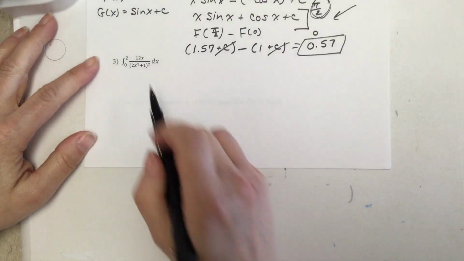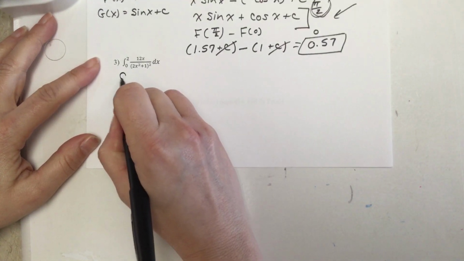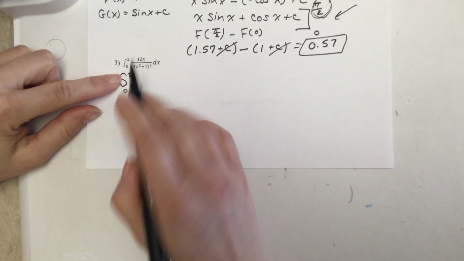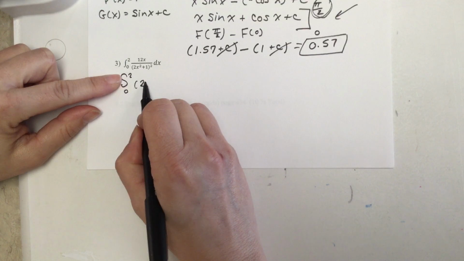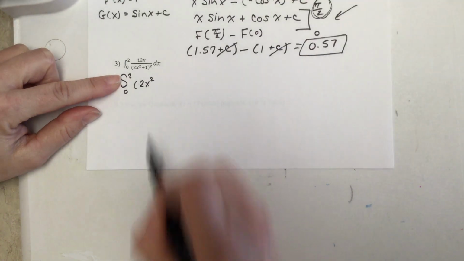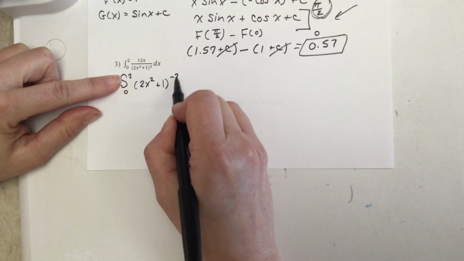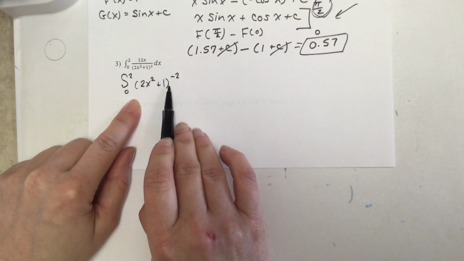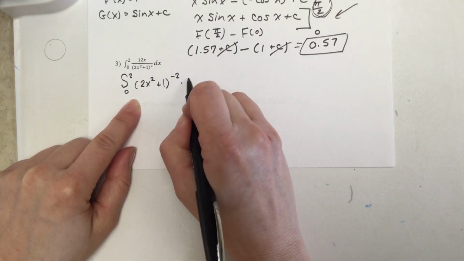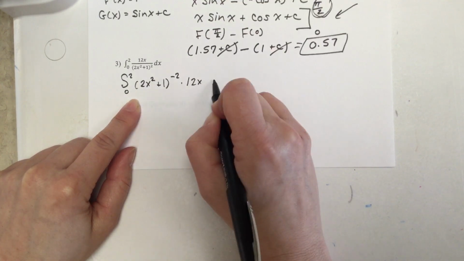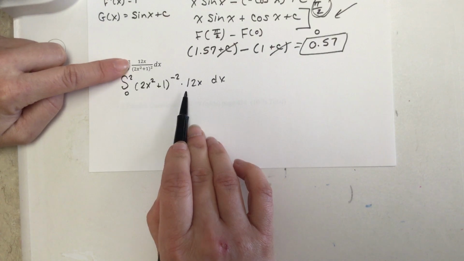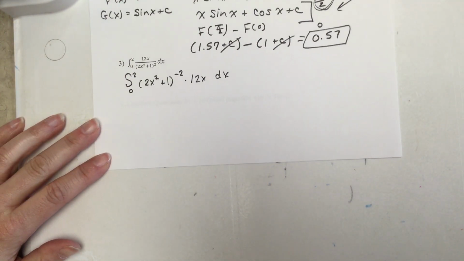So if I go ahead and rewrite this, remember when I first showed you how this works, I rewrote everything just to break it apart for you. Because I have this on the bottom, I can rewrite it as 2 times (x squared plus 1) to the negative power of 2, because remember, if something is on the bottom of a fraction, that means it has a negative exponent, times 12x dx. These two things are totally equivalent. So if one way makes it easier for you, go ahead and rewrite it.